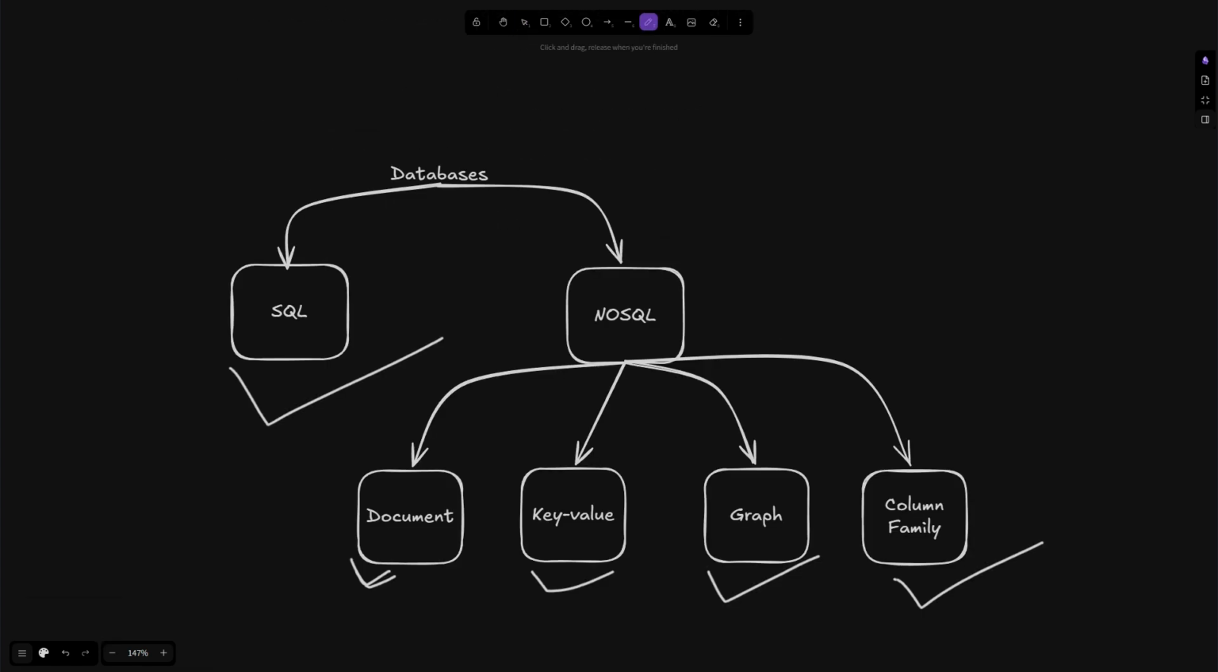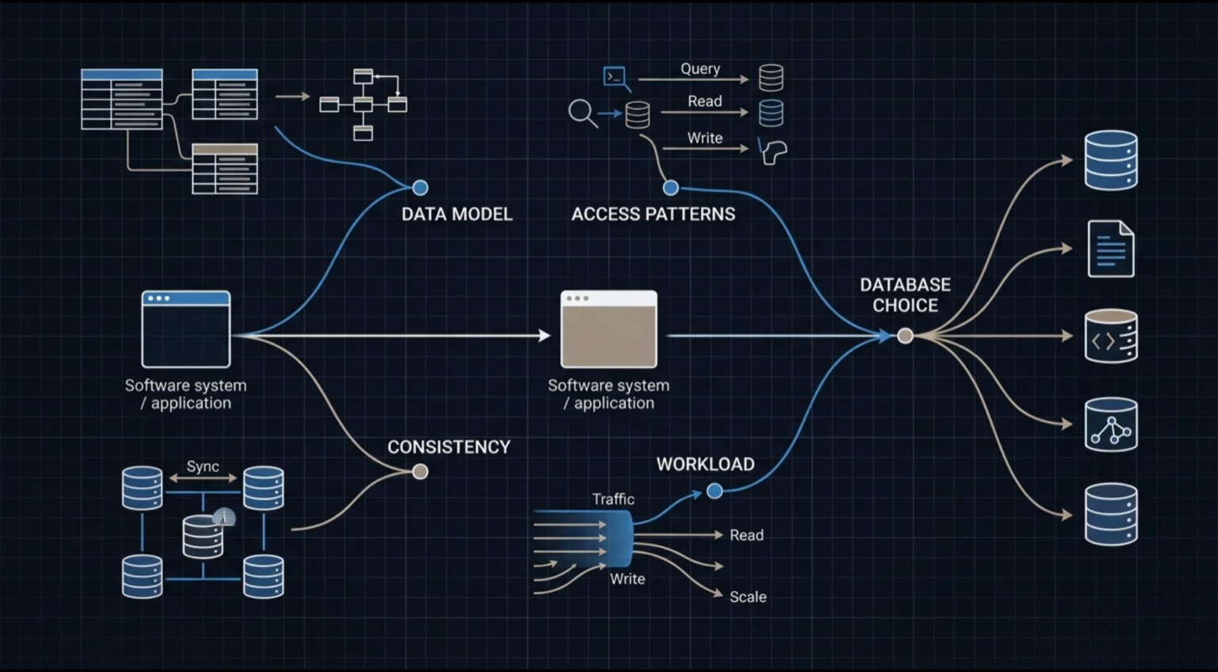And with that, we have covered the major database types we need to cover for system design, which are relational, document, key value, column family, and graph database. Each one is designed around a different way of storing and accessing data. So the important thing to remember is that we don't choose a database just because it's popular. We choose it based on the data model, access patterns, consistency requirements, scale, and workload of our system.